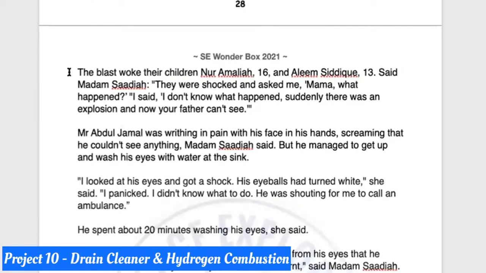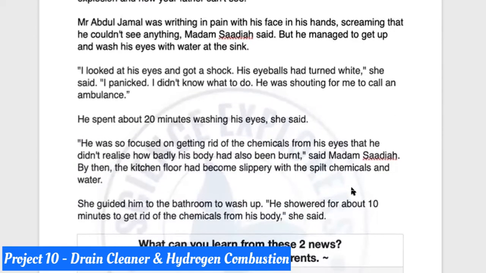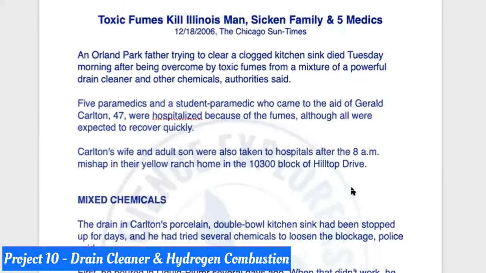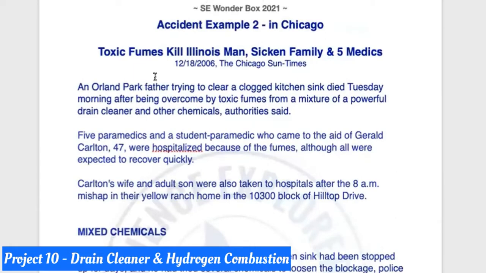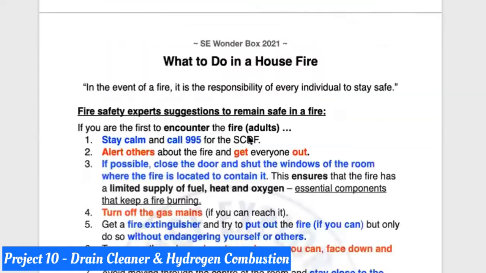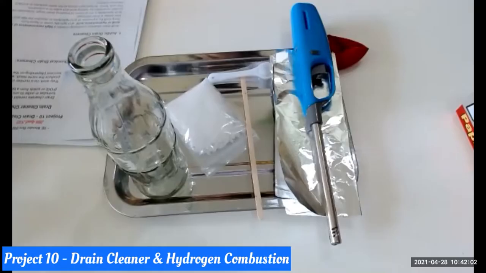So you can see that sometimes we feel that's not a big matter, but it actually creates a very surprising chemical reaction. You see, even his eye turned white because it sprayed and sprinkled into his eyes. So all these parents can actually read it with their children. There's another case in Chicago as well, the same thing, clearing a clogged kitchen sink. So it's important that we teach our children about the declogger at home and how to use it, so as they grow older, they know what to do with it.